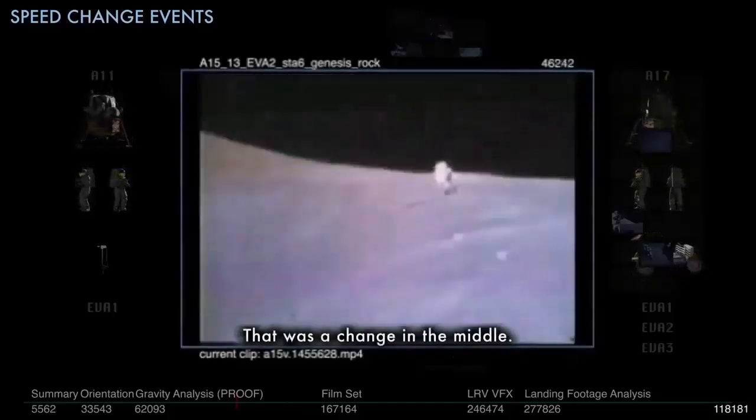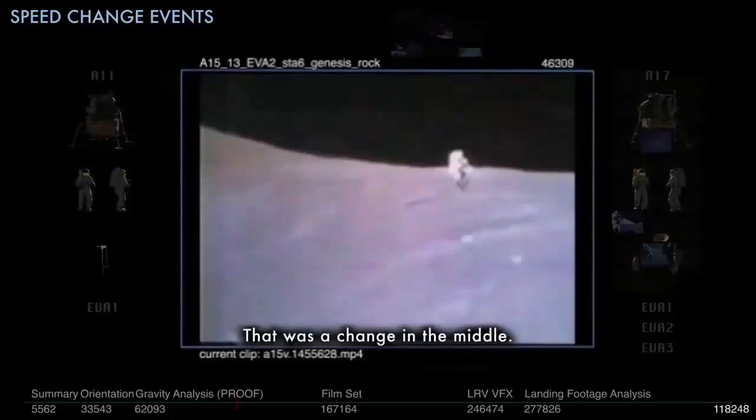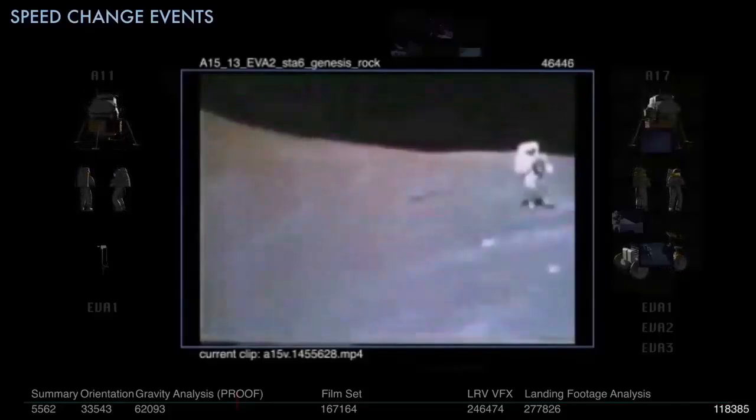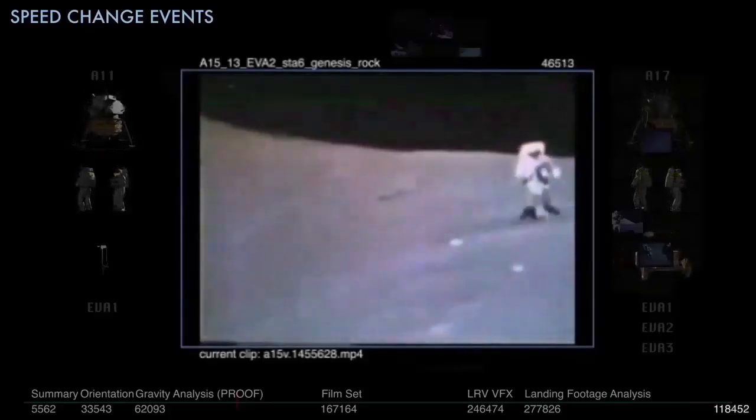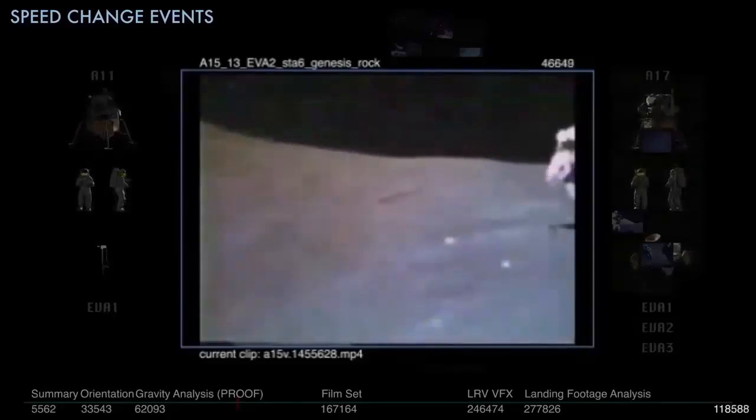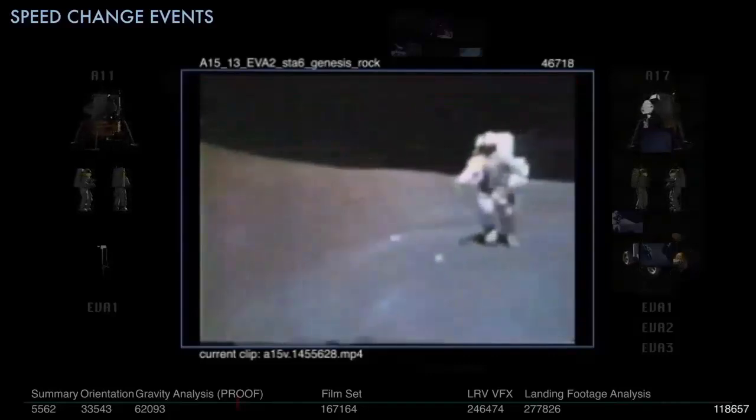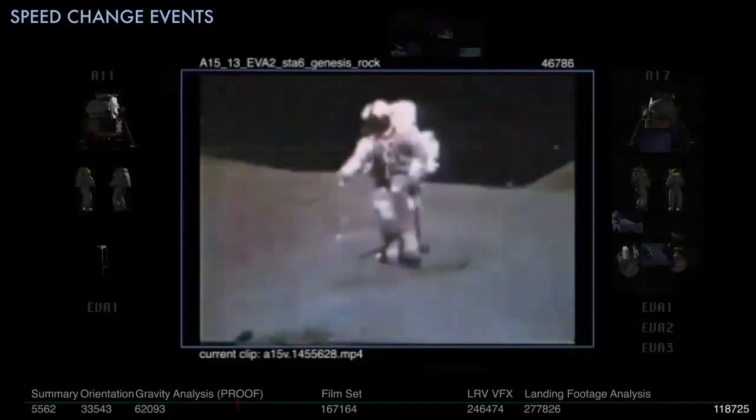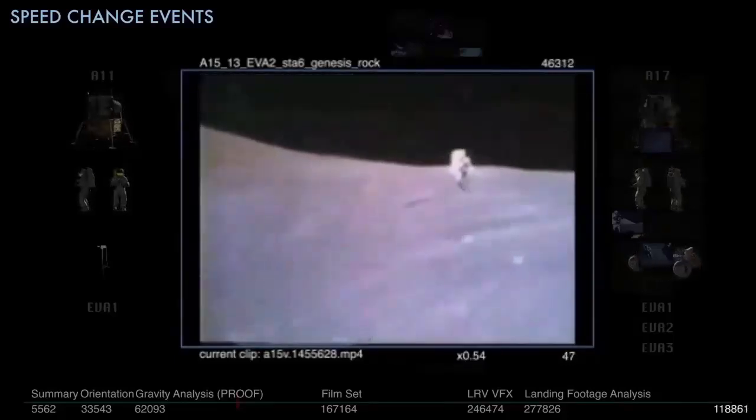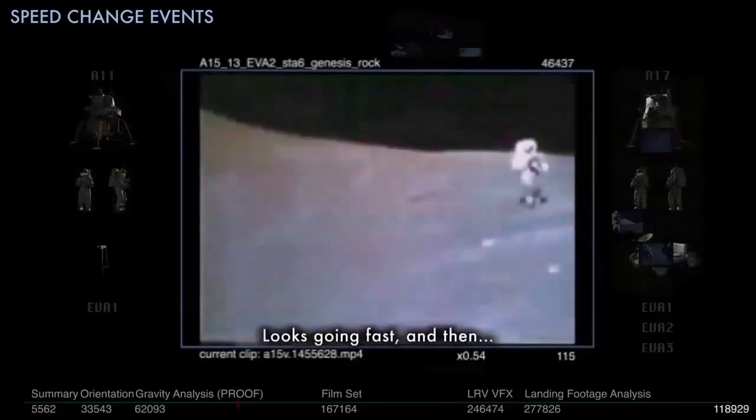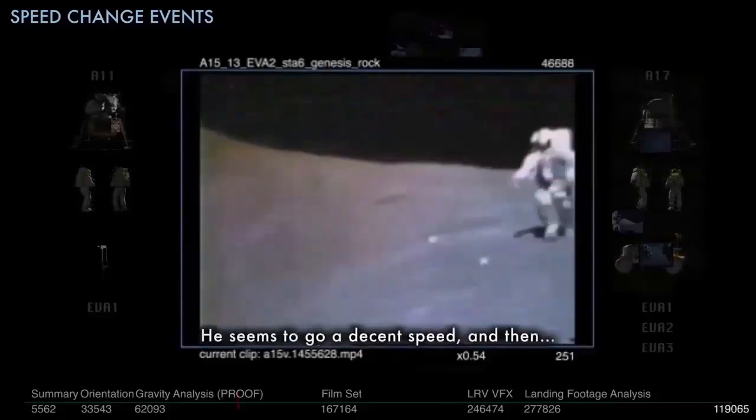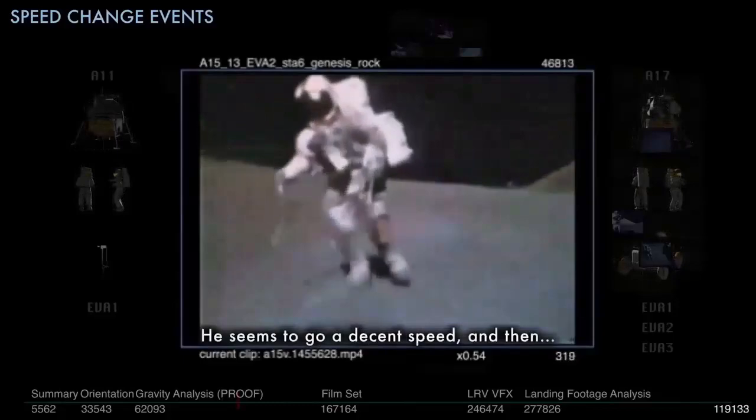That was a change in the middle. Did you see how the astronaut just sped up in the middle like that? Here, let's watch that again. Watch as the astronaut comes close to the camera, he's in slow motion. And then, keep watching, all of a sudden, he just sped up. There he is again. Looks like he's going fast. He seems to go a decent speed, and then, next.